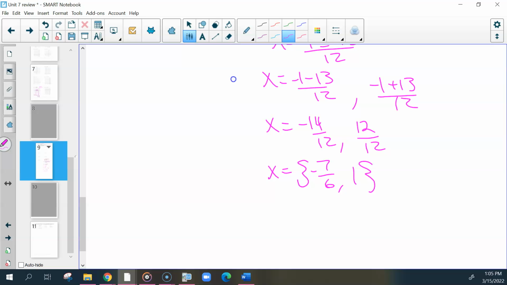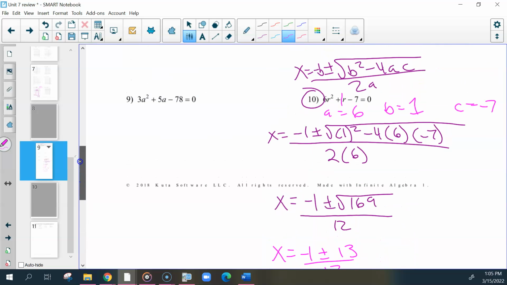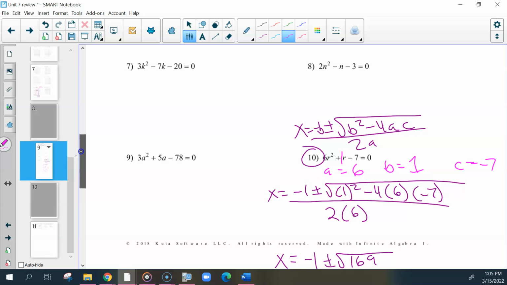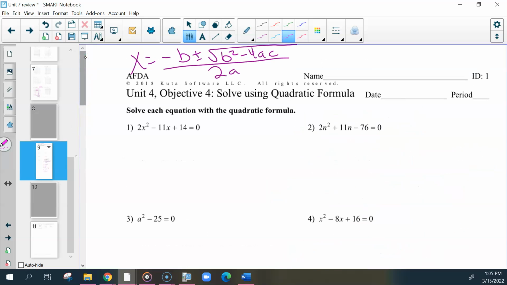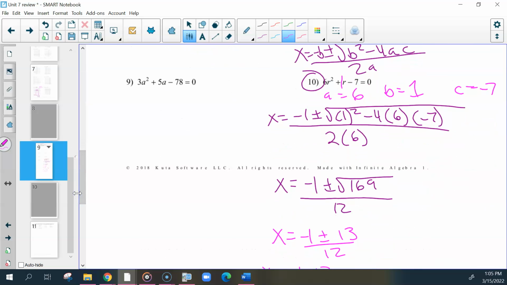Other questions on this? Oh, it's in the formula. It's always in the formula. Are there questions on this?